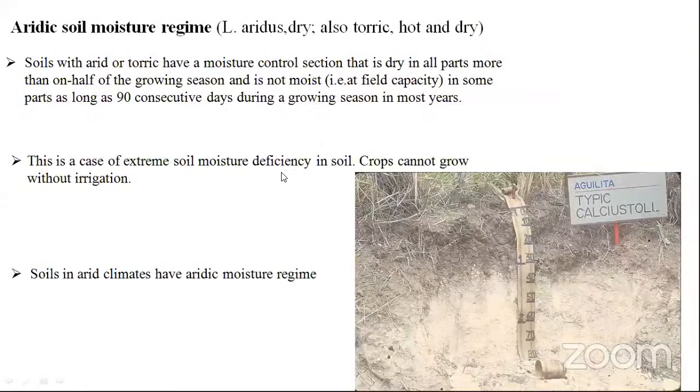Coming to the aridic conditions, there is no need to explain it because the name itself is explaining. Aridus means dry, also torrid, hot and dry. So here you can see, students, it is completely dry in all parts, almost completely dry in all parts in the growing season. There is no moisture. Mostly for 90 consecutive days it will be completely dry. In this type of aridic soil moisture regime, we can expect only completely dry conditions, so we cannot grow crops. Without irrigation, you can't expect any cropping. So that is the soil in arid climates having aridic moisture conditions.